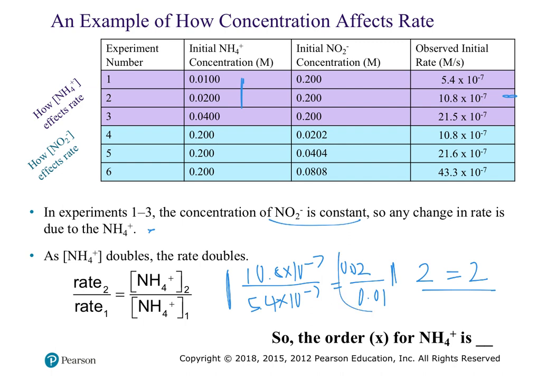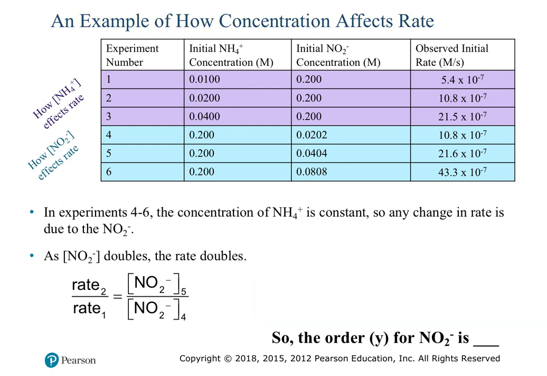So what we actually do is ask, how did changing the concentration impact it? So raise it to the x. What does x need to be for this equation to be true? Well, x is equal to 1. So this is a first order reaction with respect to ammonium. We'll do the same thing for nitrite using experiments 4.